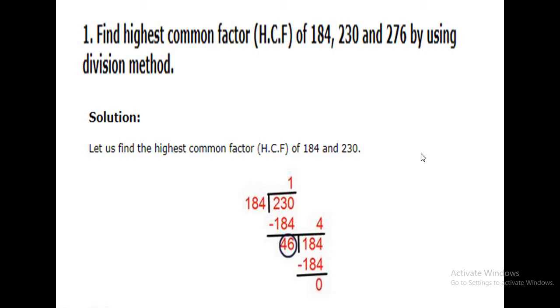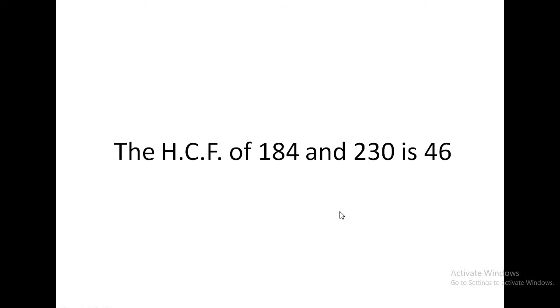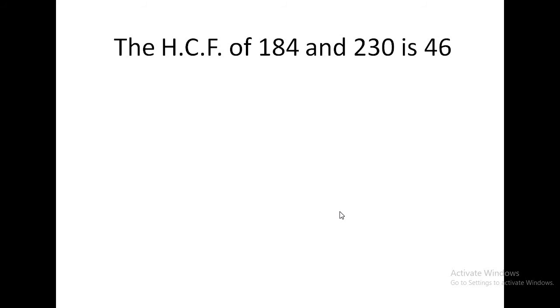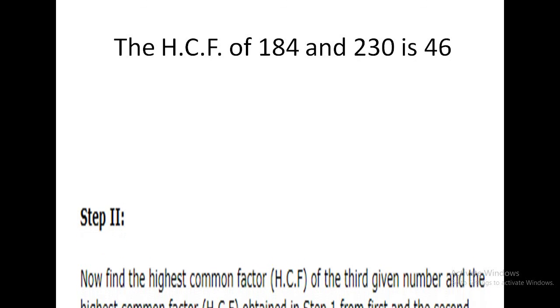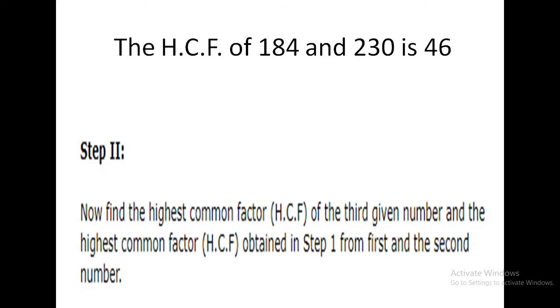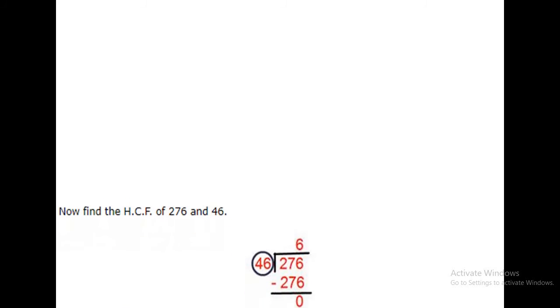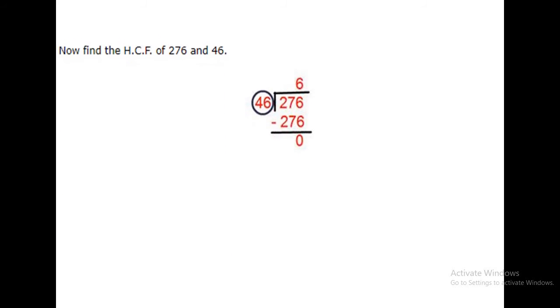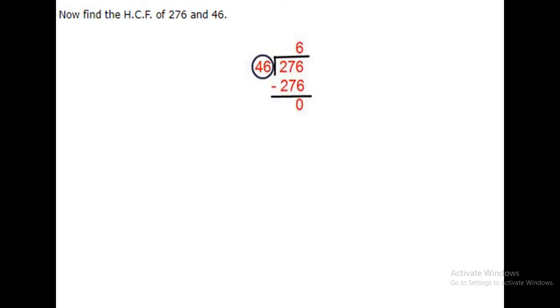But what about the third number, 276? So now once we have got the HCF of 184 and 230, the next step is we have to find the HCF of now 46 and 276. So 46 is the smaller number. Divide the greater number by the smaller number. Continue the process till you get remainder as 0.